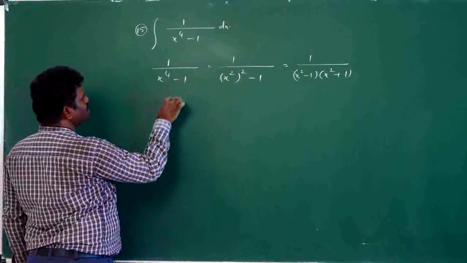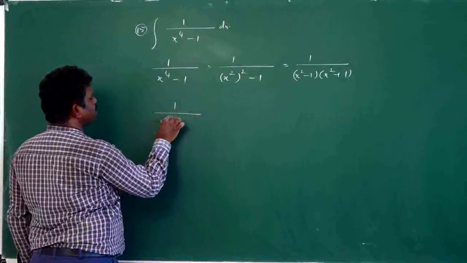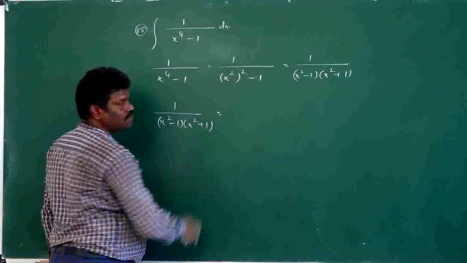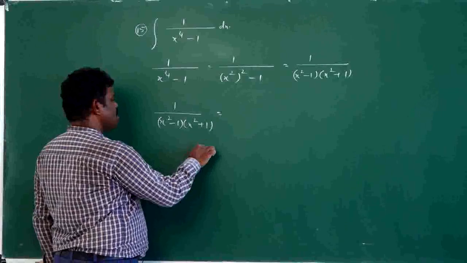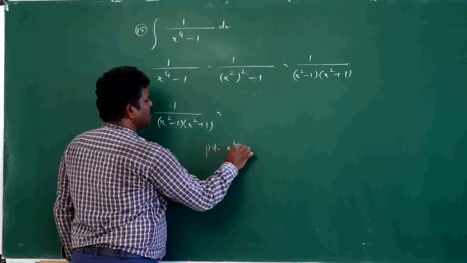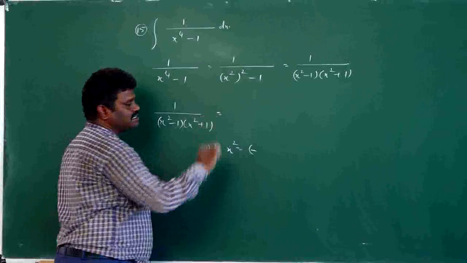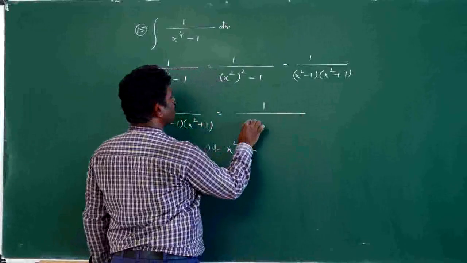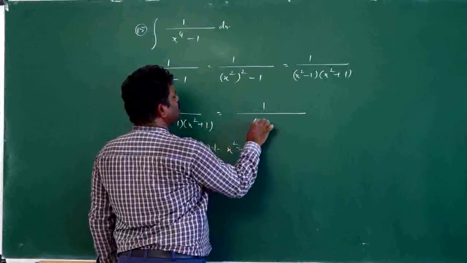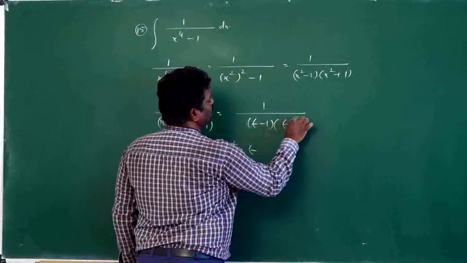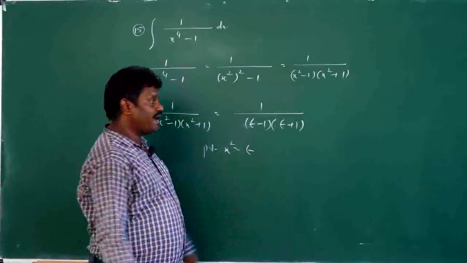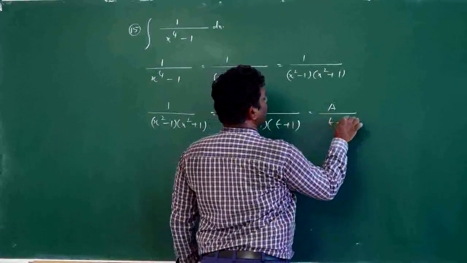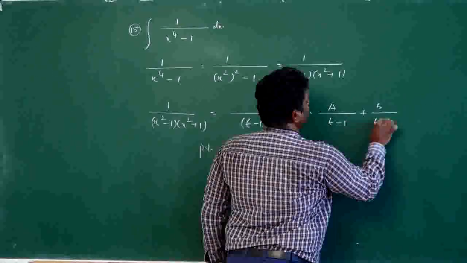So this value is equal to 1/((x^2 - 1)(x^2 + 1)). Taking the substitution, put x^2 = t. Now how do we write this value? 1/((t - 1)(t + 1)). Now factorization means rational partial fractions: A/(t - 1) + B/(t + 1).